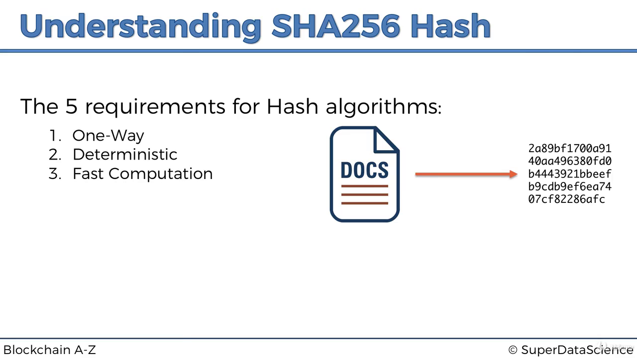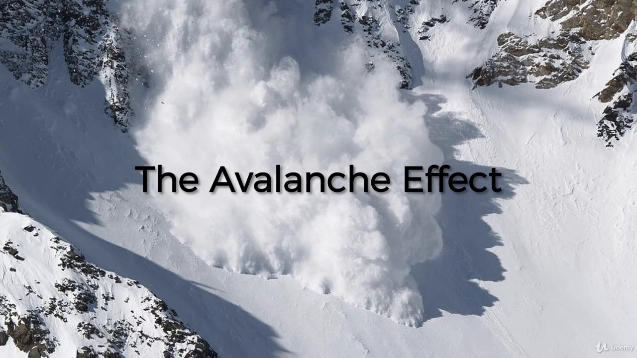And the fourth requirement is the avalanche effect, and I specifically put an image here to ingrain this in our memory, so we remember that we saw this avalanche on the screen. It is an ultra important requirement of the hash algorithm. So let's see what it implies.